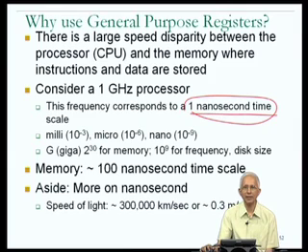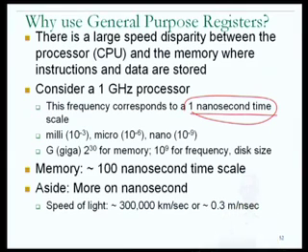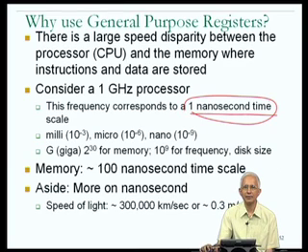Now you know that the speed of light is approximately 300,000 kilometers per second. A quick calculation on the back of an envelope will tell you that light travels about 0.3 meters per nanosecond. So a nanosecond is the amount of time that light takes to travel about this much distance. That's what a nanosecond is.